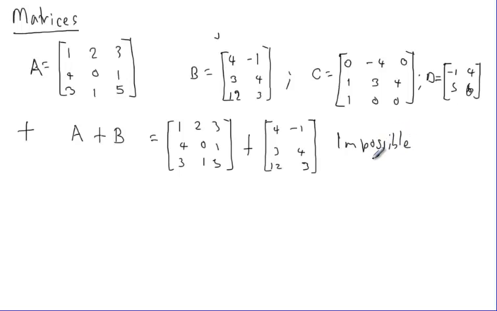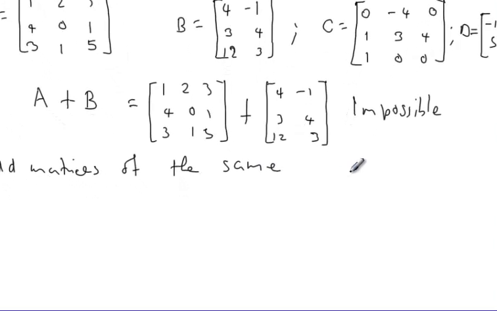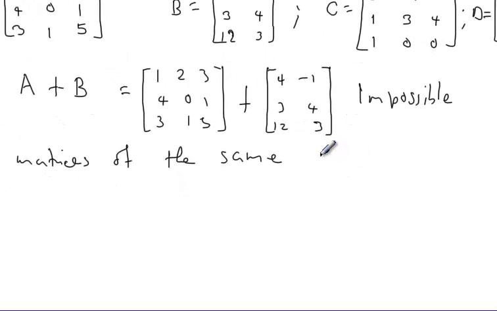All together. What am I saying? The message is, add matrices of the same, tell me, complete the sentence, of the same type. Underline type: add matrices of the same type.